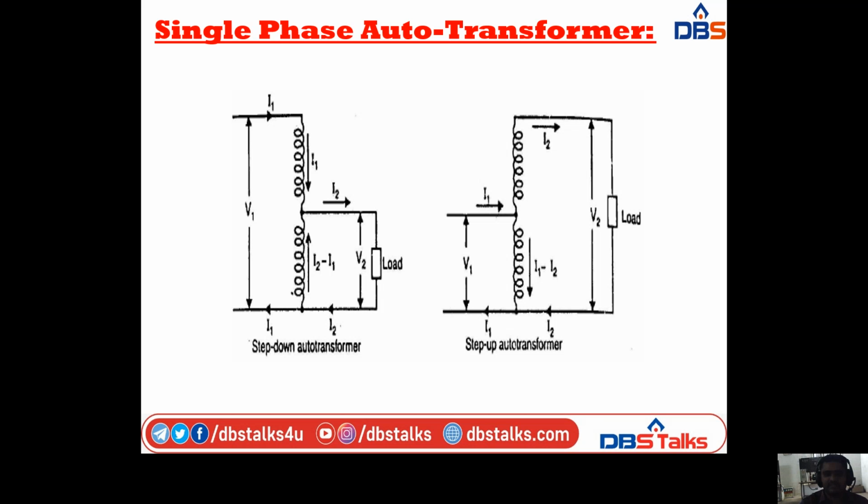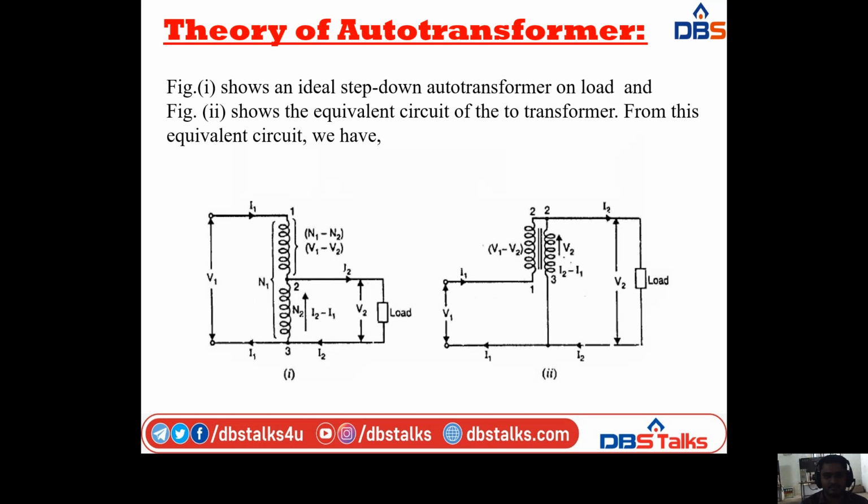So this is the difference between currents, I2 minus I1 in the step down, and I1 minus I2 in the step up. Both auto transformers are connected to the load, with currents I1 and I2. Here the current is divided, which is why I take the difference between the two: I2 minus I1 in one, and I1 minus I2 in the other. Now, coming to the theory of auto transformer, in this one the first diagram.